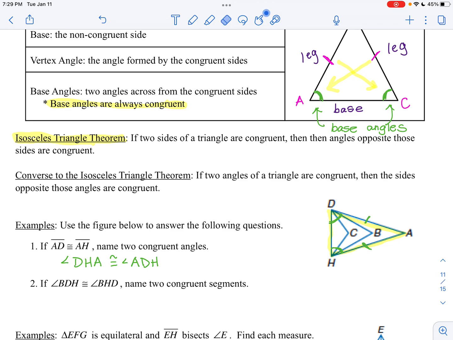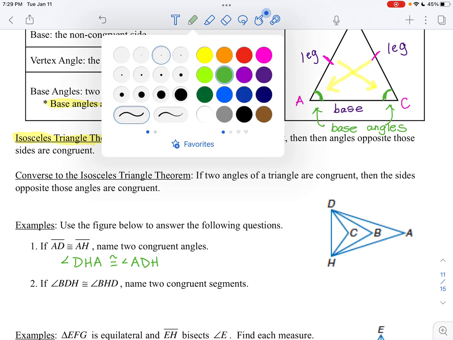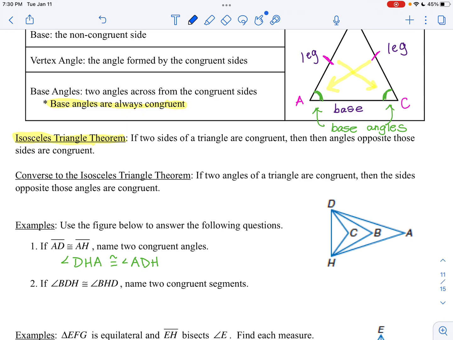For question number 2, we're going to use the same picture, but this time we're given different starting information. In question number 2, we have if angle BDH, so now we're just within this medium-sized triangle, is congruent to angle BHD. Our job is to name the two congruent segments.